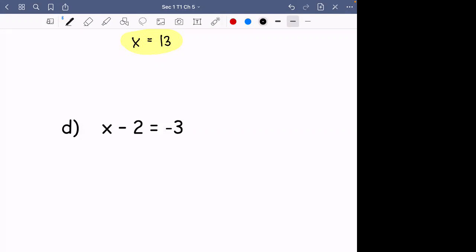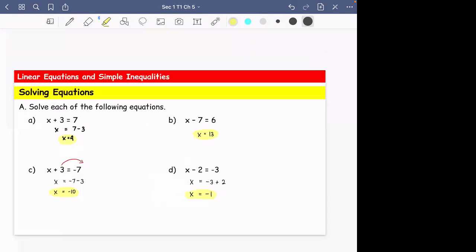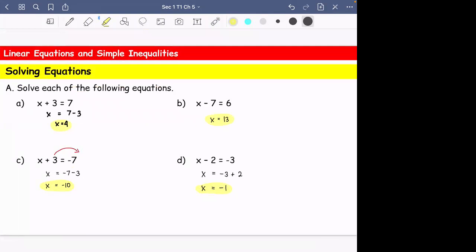So bring down x equals negative 3. What do we do with negative 2? We transpose it to the right side, so from negative 2 it becomes positive 2, or plus 2. So x is equal to negative 3 plus 2, which is negative 1. So your answer, Brian, is correct. x is equal to negative 1. So that's how you solve equations.